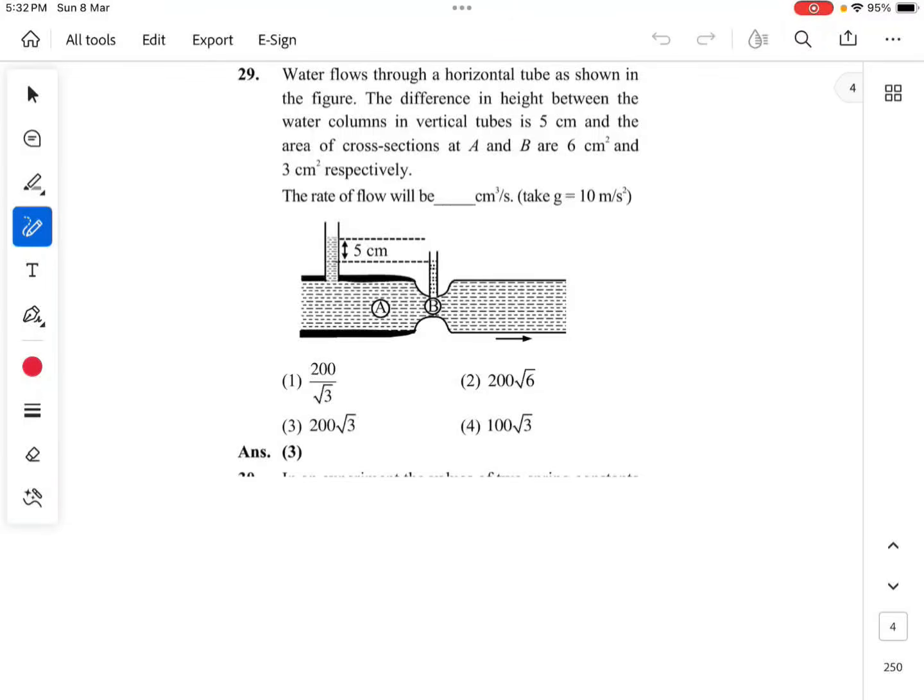Look at this, a 5 centimeter difference is there in the height. So guess where the pressure would be more, at A or B? The pressure at A will be greater than the pressure at B. Some people might take the reverse, so there you might go wrong. And the rate of flow here should be calculated in centimeter cube per second. Some people may find it in meter cube per second. There the people may go wrong.